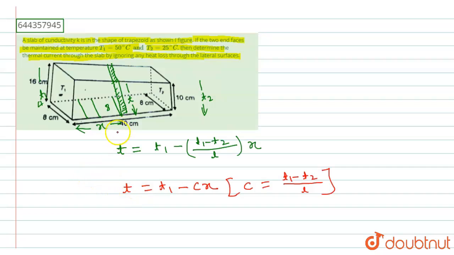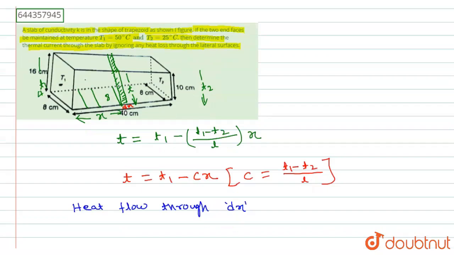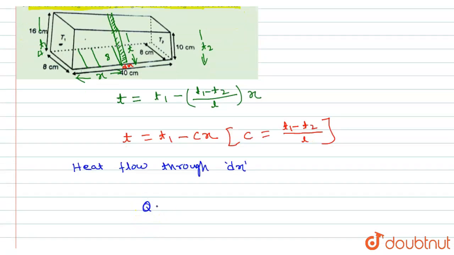Now heat flow through this dx element, let us consider thickness of this is dx. So heat flow through this dx element we can write Q is equal to minus K, that is the thermal conductivity, Ax and dT divided by dx. This is the temperature gradient, dT divided by dx we can write.